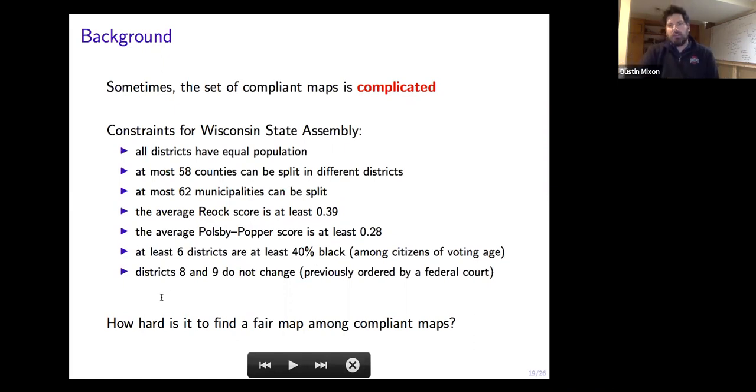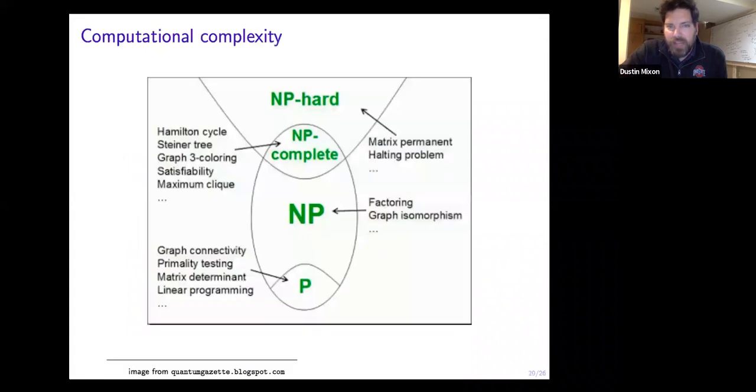Lots of constraints that it takes to form a compliant map. And you might wonder, I mean, I know that there's a tension between shape and partisan fairness. How hard is it to find a fair map given all of these sorts of constraints? So hardness, the way to tackle that is with computational complexity. I'm sure this seminar is very familiar with these words, so I won't belabor the point.